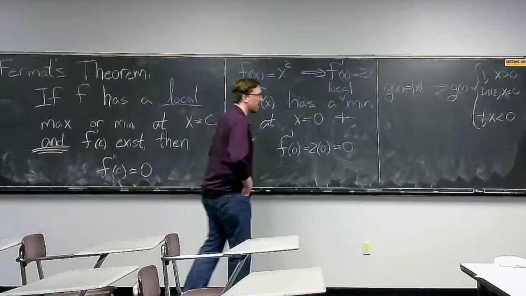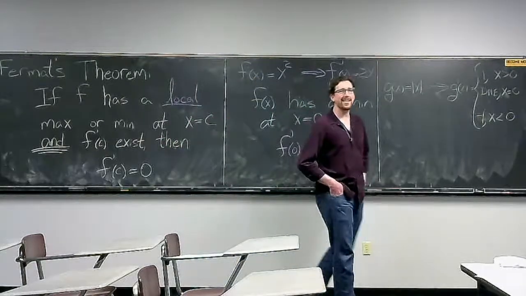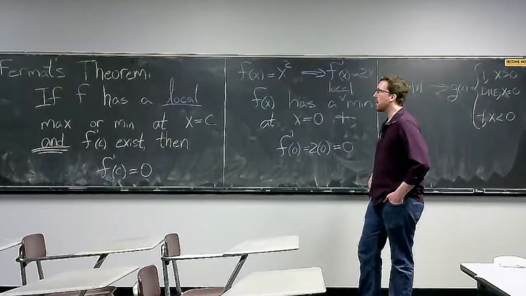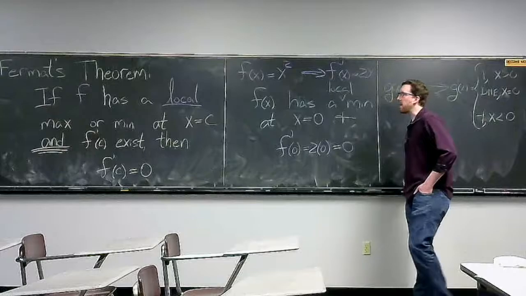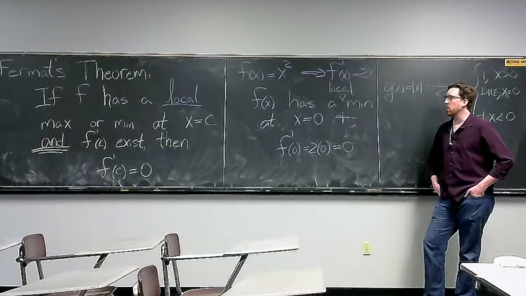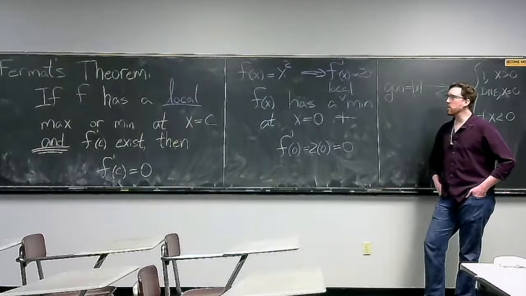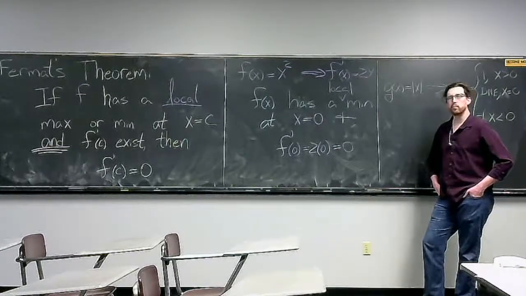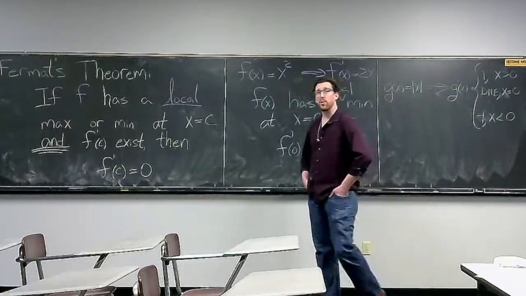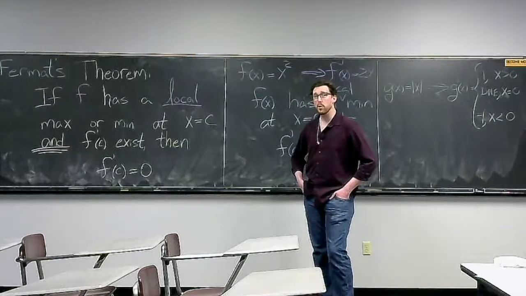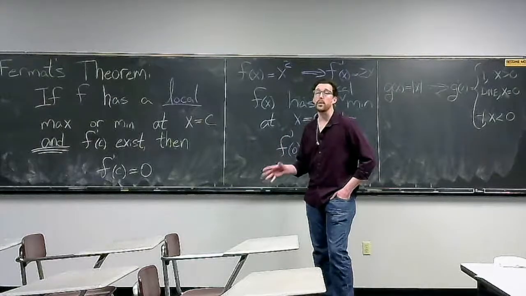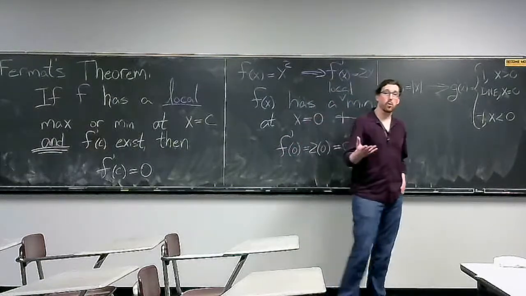Another way of looking at this is that Fermat's theorem is hinting at an idea for us. It's suggesting a possible test to find your local maxes and local mins. What it's suggesting is if you were to take the derivative of a function and then search for all values of x where that derivative is equal to 0 or doesn't exist, those are possible candidates for a local max or a local min.